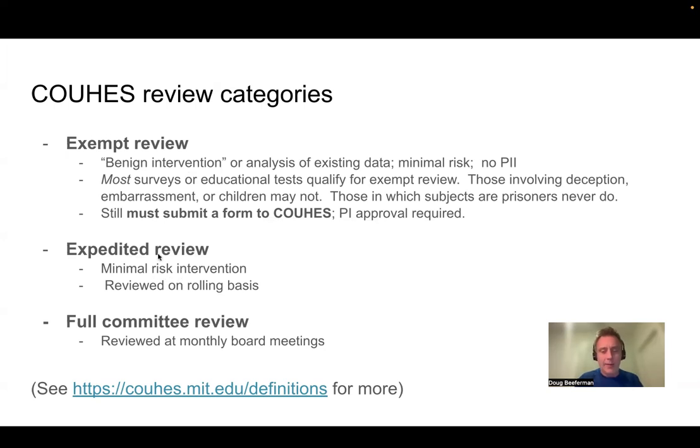Expedited review is the next level up, and that's where there's some minimal intervention, but maybe it's less clear whether it involves deception or not. And then probably none of the projects associated with this course would need full committee review, but those are heavier-weight things where there's some real risk, and those are reviewed less frequently, like every month by the IRB.